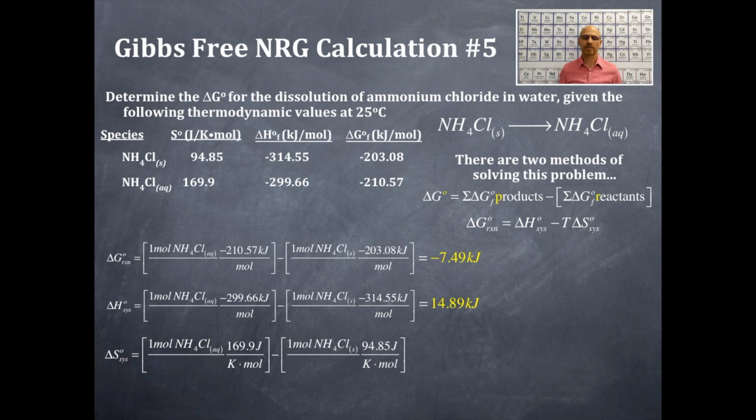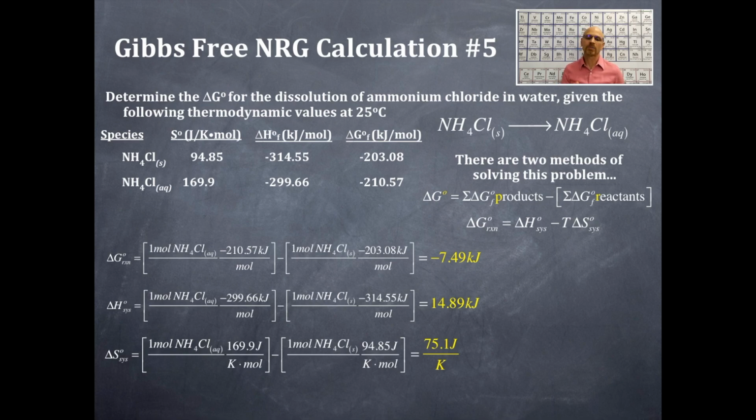And that's 1 mole of the ammonium chloride times its value in the aqueous state minus 1 mole of ammonium chloride times its value in the solid state. And that's going to be a value here of 75.1 joules per Kelvin. Again, this value is positive, so that should let you know what this should be. Is this ordered or disordered?